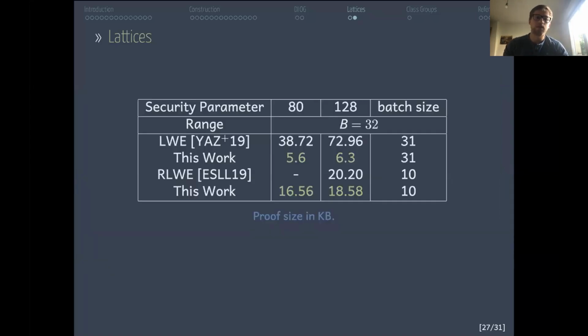And so if we compare this to the lattice setting, so over bare LWE, we are quite efficient for small batches, and essentially our range proof scales very, very well with large batches, so a lot better than the other work. And even if we compare to the recent ring LWE schemes, we are also quite efficient. We get more efficient with a higher batch size. For small batches, it's about equal.